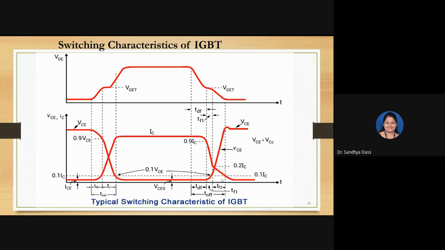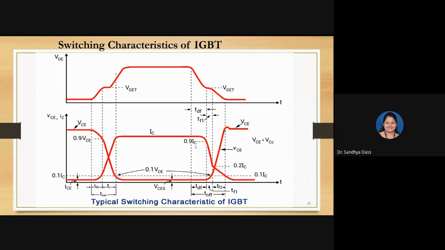Then final fall time is the time during which the collector current drops from 0.2 IC to 0.1 IC, and the VCE rises from 0.1 to its maximum value.